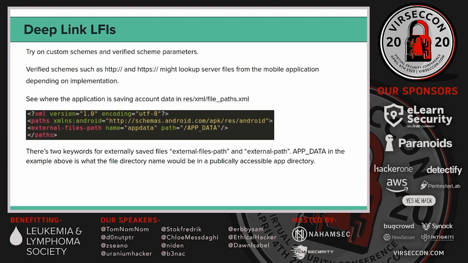So when you're doing recon and you check the file path XML, see if there is an external file path that it's saving to, because this makes it a higher chance that you're going to be able to look up a file on the device itself remotely. And I want to reiterate that the two keywords in XML that let you know it's an unsafe path are external-files-path and external-path. And path equals app data is what the file name is going to be on the device that the files are being saved to.